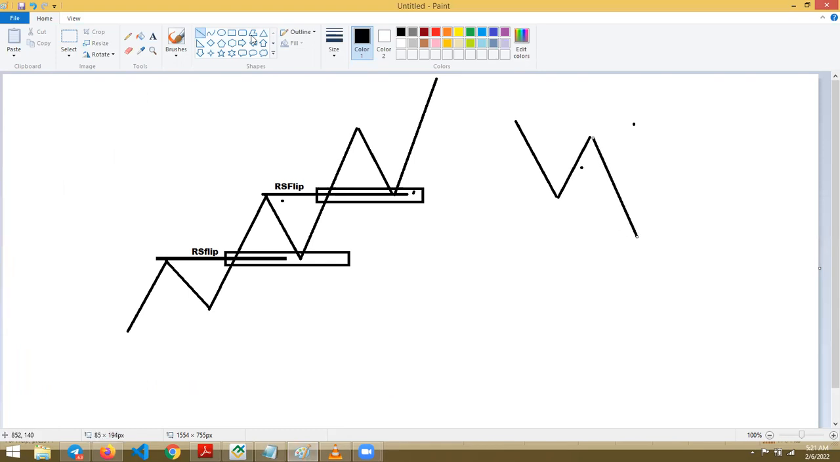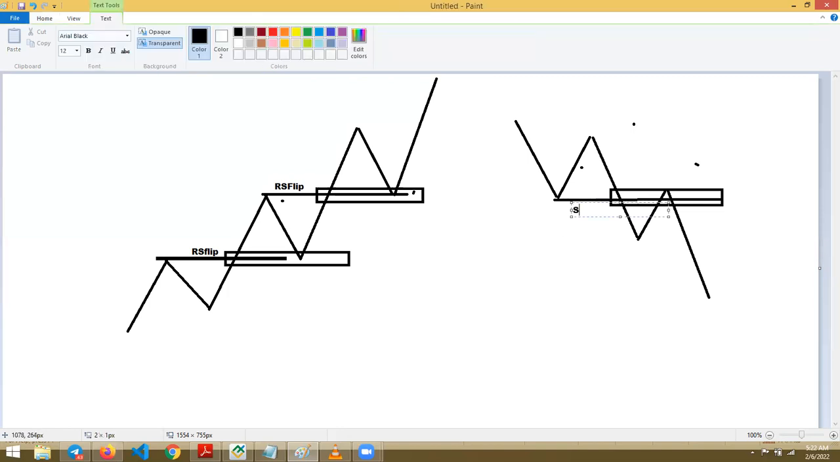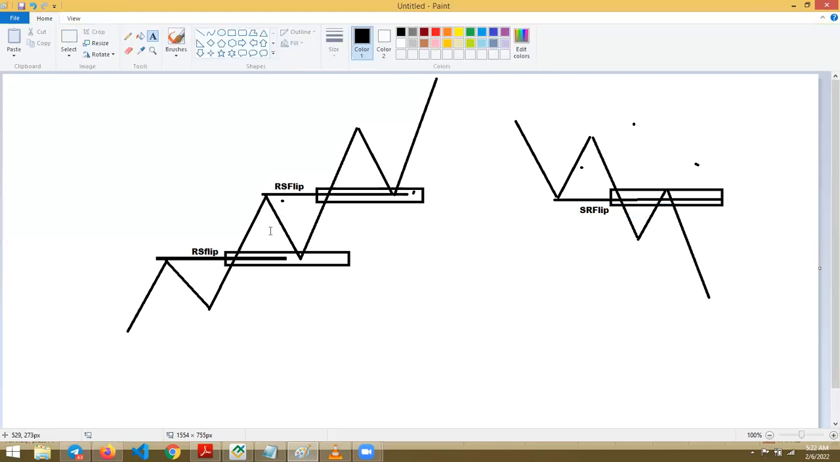Here, if your support level gets broken, price will basically just retrace to that broken level and then continue. So that's what we call the support resistance flip. For this one, you look out for it on downtrends. On a downtrend. Very simple concept. So I think that is it basically for the SR flip.